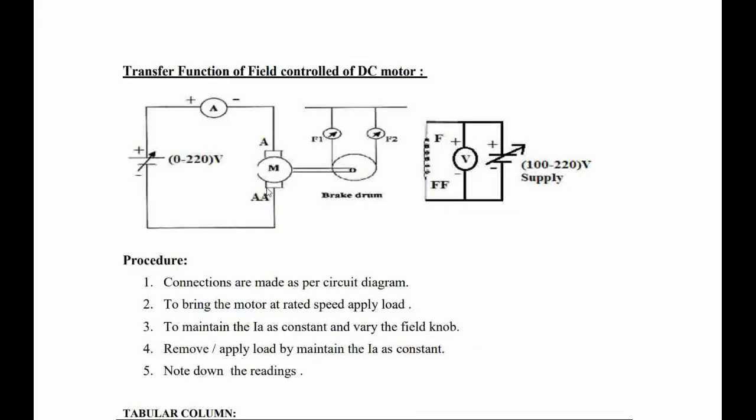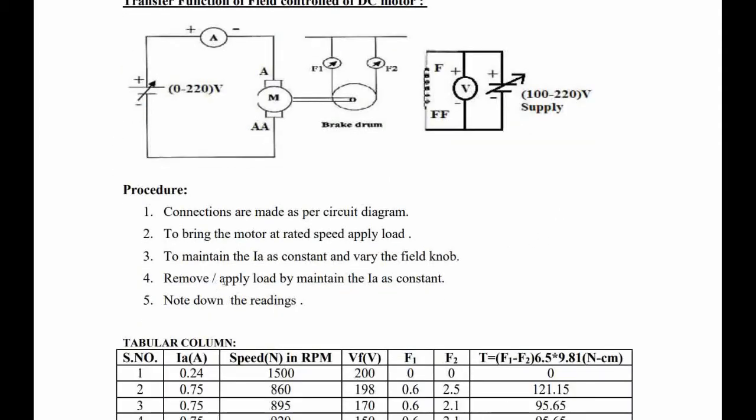Transduction of a field controlled DC motor. The experimental setup is like this. Make the connections as per the circuit diagram. To bring the motor to its rated speed, apply the load, maintain a constant current, that is IA, and vary the field knob. Remove or apply the load, maintaining IA, that is the armature current, constant. Note down the corresponding readings.